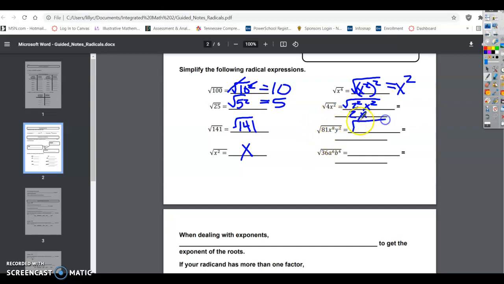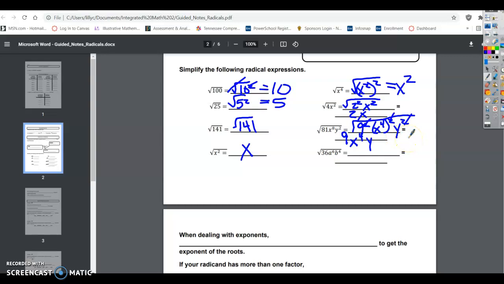81 can be rewritten as 9 squared. X to the 8th is the same as x to the 4th squared, and then y squared. And again, if we take out all the squares, the square root will cancel all of those. So we're going to have 9, x to the 4th, y to the 1st.